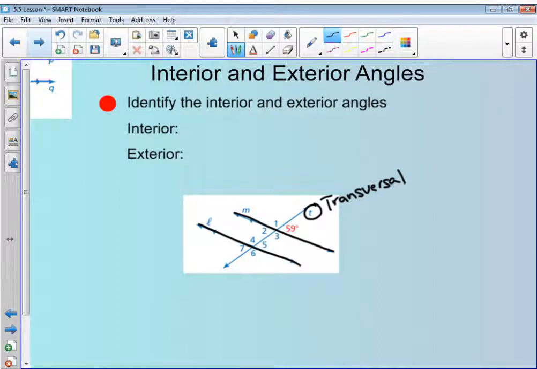Okay, so inside of those black lines would be our interior angles. So those would be 2, 3, 4, and 5. And outside of those 2 black lines would be, well, on the outside we have 1, the 59-degree measure, 7, and 6.